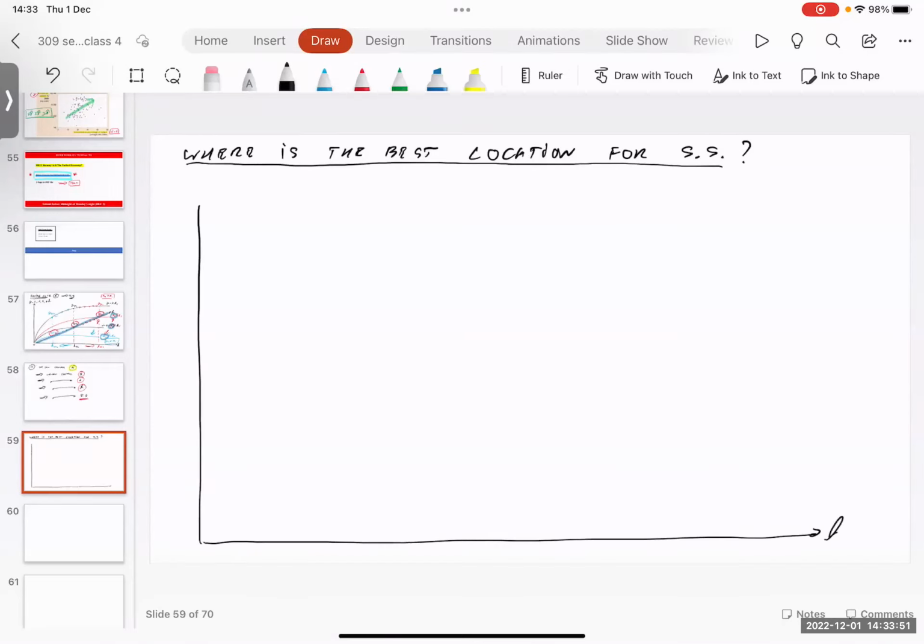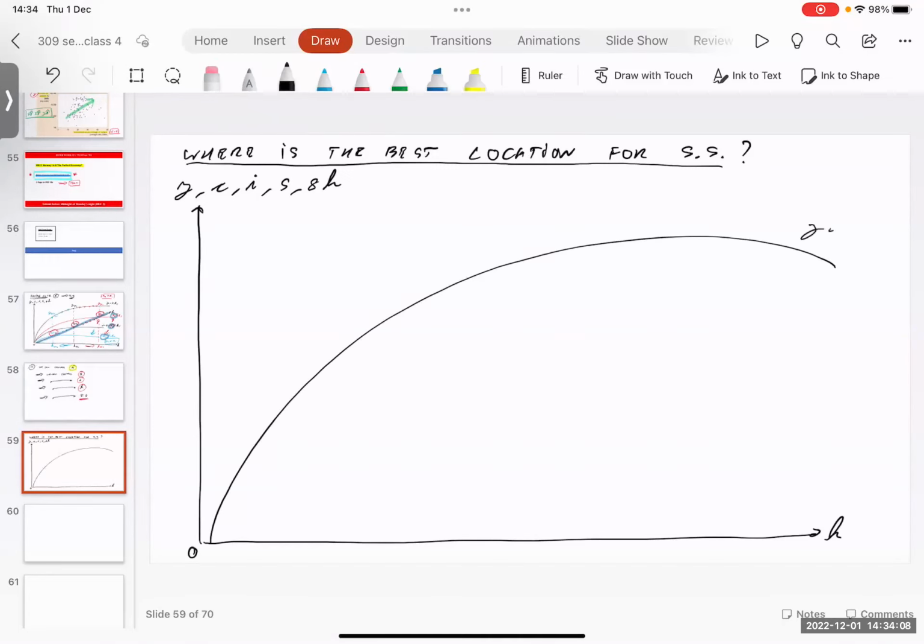On the horizontal axis is small k, and on the vertical axis is small y, small c, small i, small s, and delta small k. We have the production function curve like this, small y equals a function of small k. We have the capital depreciation curve, delta k. If we can control the saving rate, we can control the steady state point. So where is the best location for the steady state point?